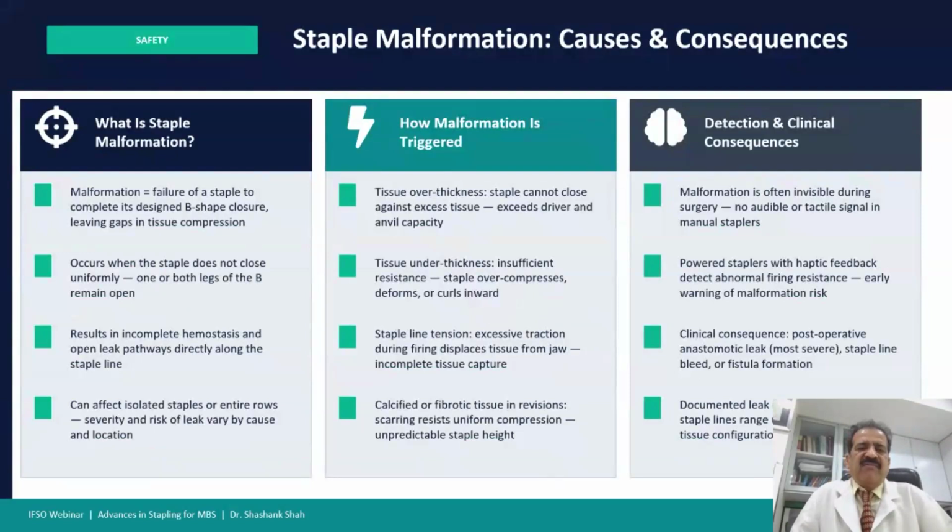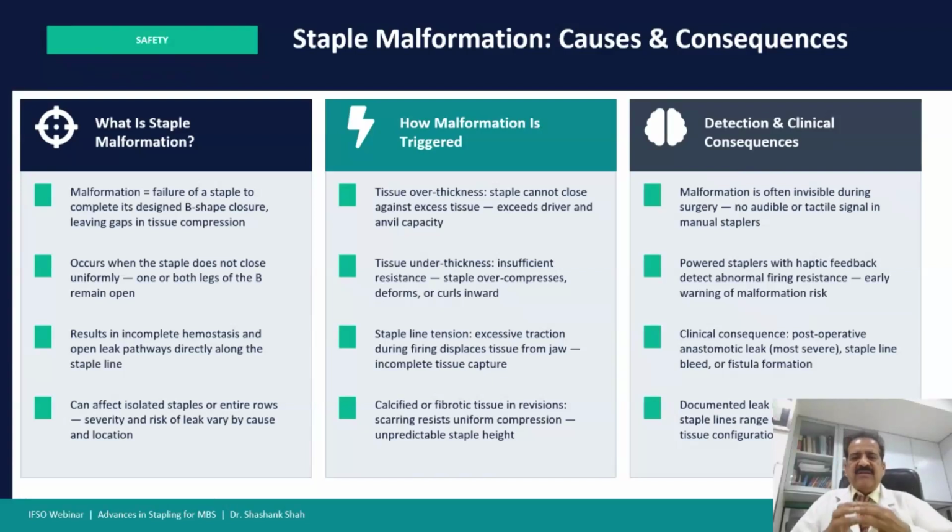Now, staple line malformation and causes. What is a malformation? A failure of a complete B or a distorted staple. When does it happen? When the staple does not close uniformly. One or both legs of the B remain open like this, and this can increase the risk of leak.